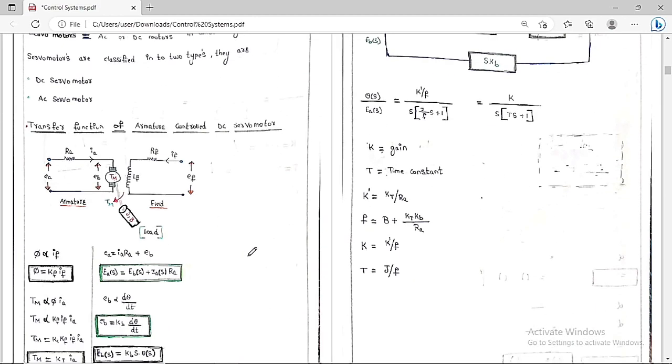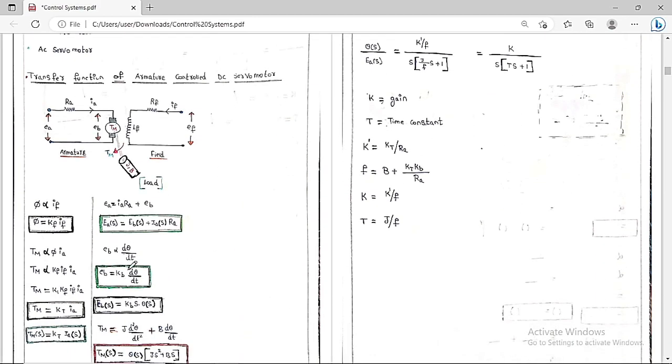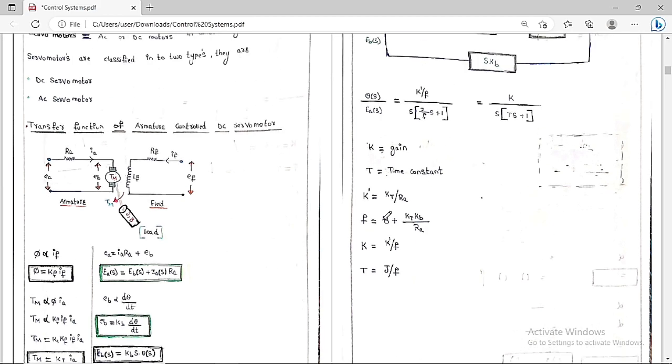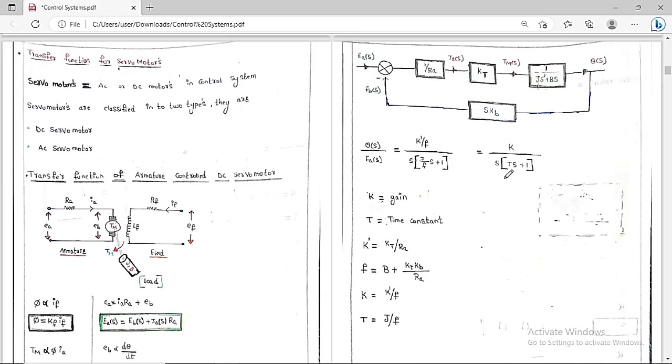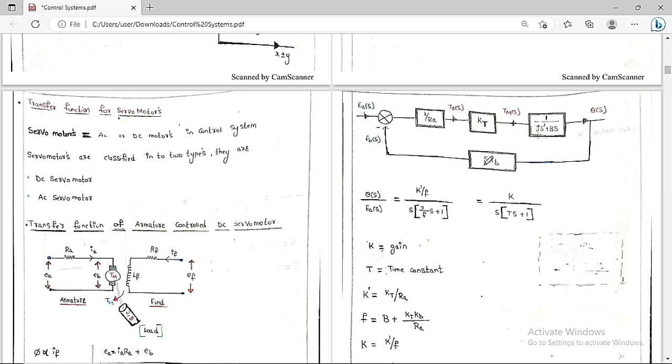Now, with the above equations, I want to draw the overall block diagram. So this is the block diagram that you are going to get with the help of all these equations. The input is Ea(S), the armature voltage, and the output is θ(S), the angular displacement. So the Laplace domain quantities are Ea(S) and θ(S).